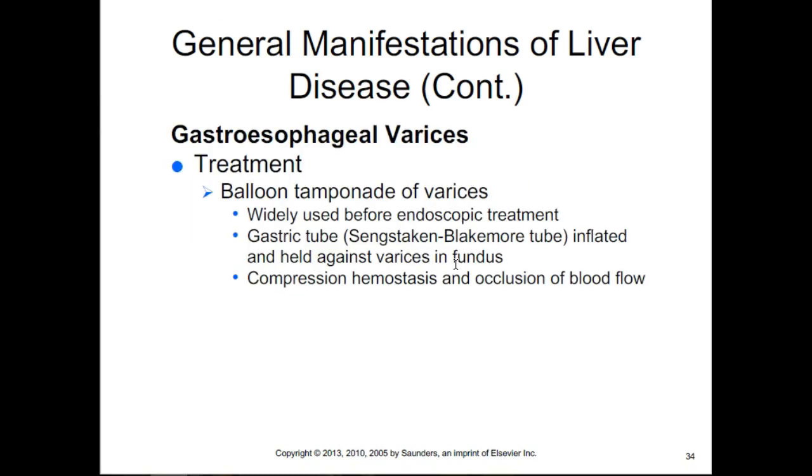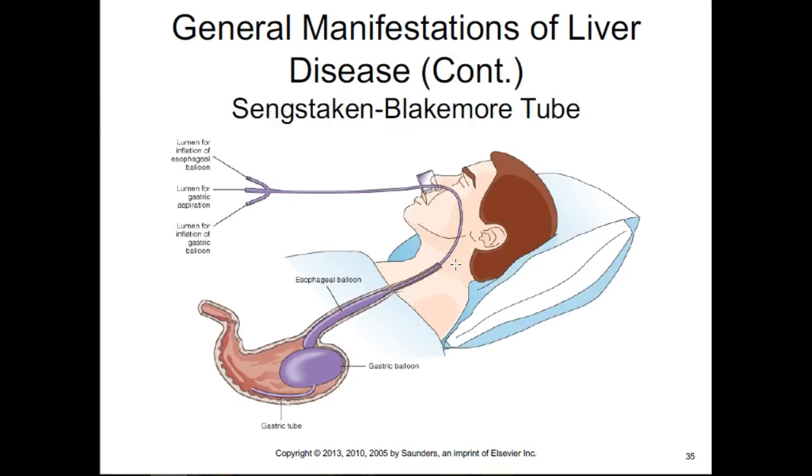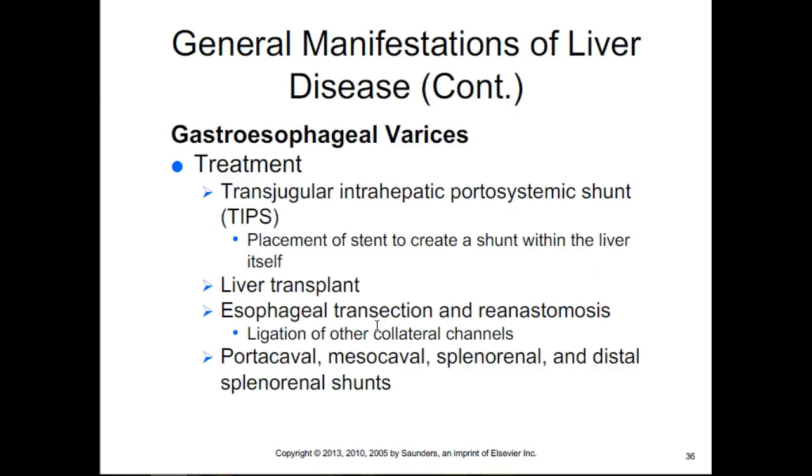Also can be a balloon tamponade of varices, right? Was widely used before endoscopic treatment with a gastric tube. That's the Sengstaken-Blakemore tube, inflated and held against the varix and the fundus. And then so it helps with compression hemostasis and occlusion of blood flow. So you can see that one there with the gastric balloon and the esophageal balloon that then helps the stasis of blood.